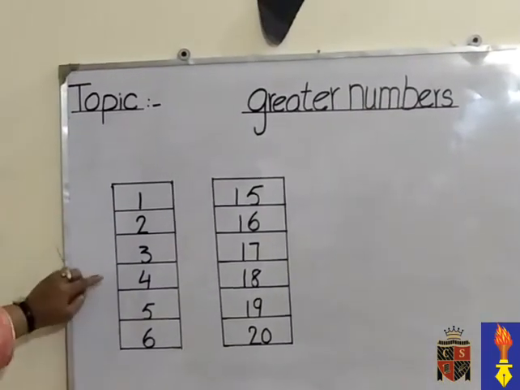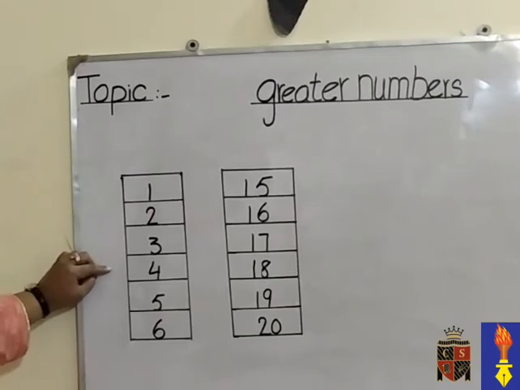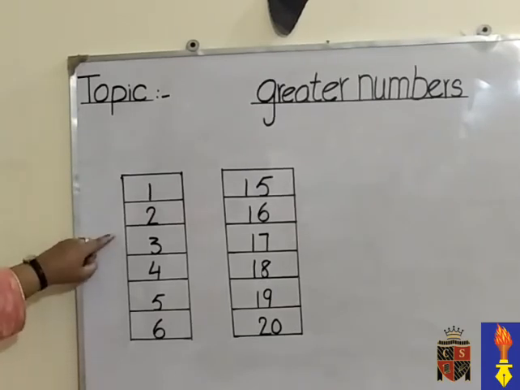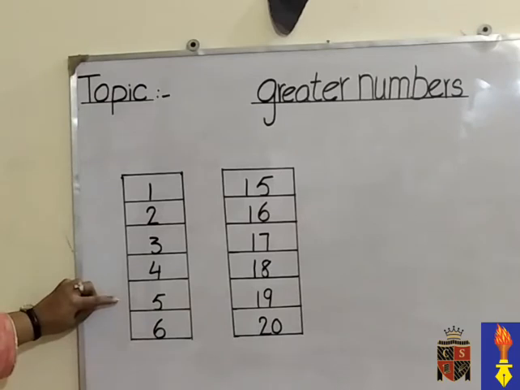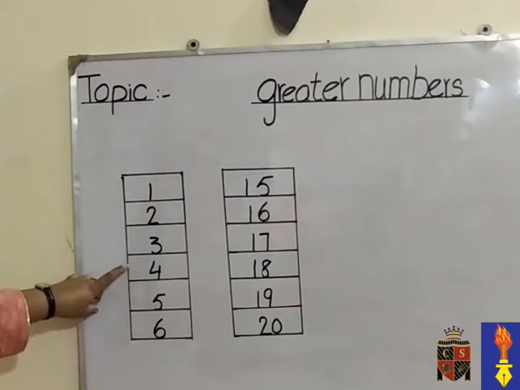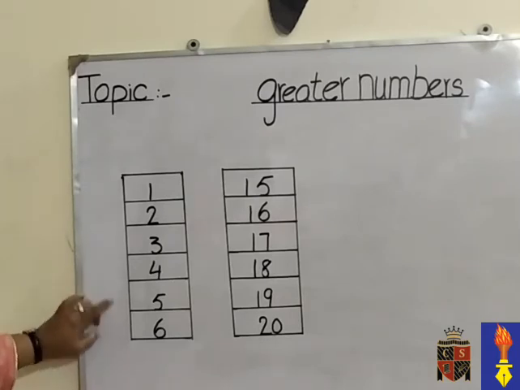Similarly, what comes after 3? 4. So now 4 is greater than 3. Okay, now what comes after 4? It's number 5. So 5 is greater than 4. 4 is the small one, and 5 is the greater one.